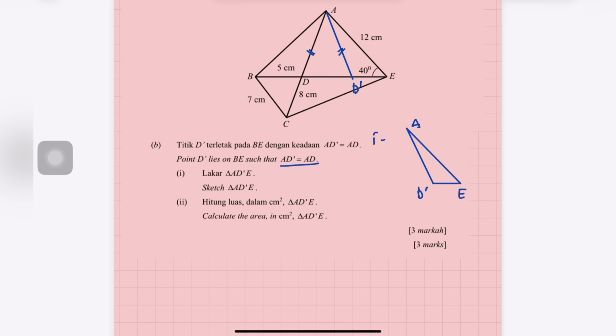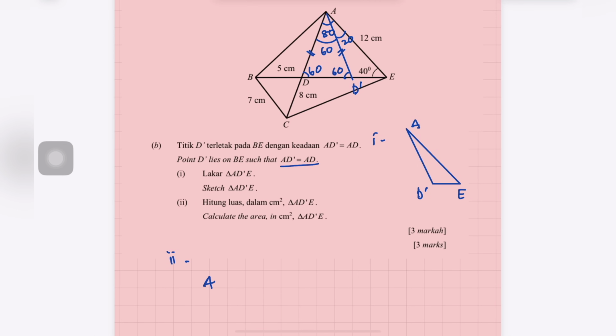Okay, so for Roman 2, calculate the area in centimeters squared of this triangle. Okay, so Roman 2, to calculate the area, just now this one is 60 degrees. So triangle we have 180 degrees, so this angle is 180 minus 60 minus 40, so 80. Okay, so since this is isosceles, so this one 60 degrees as well. So dekat sini 60, 60 ni 60 jugalah. Okay, so this one 20.